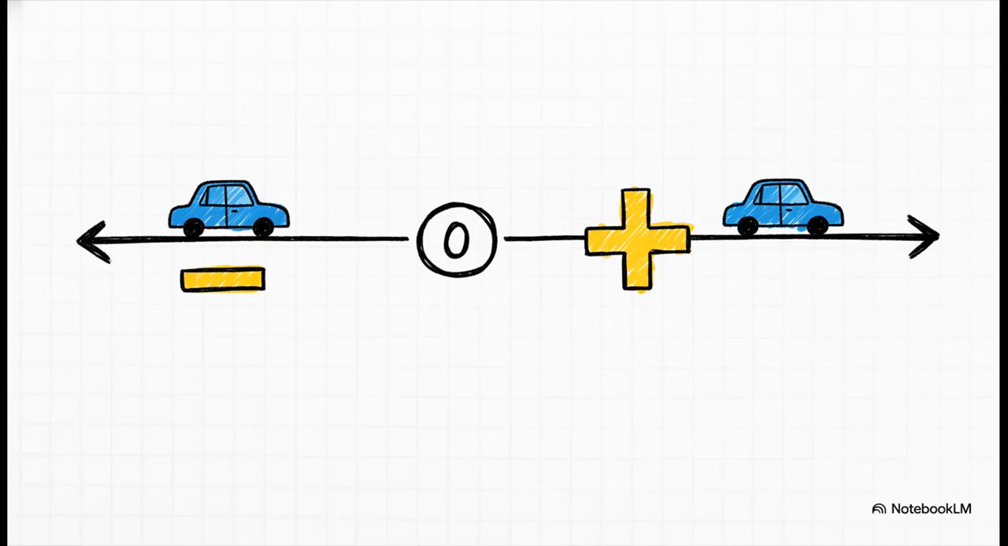So really, that's all a negative velocity is. It just means you're going backwards relative to whatever you decided was forwards. If we say moving east is positive, then a negative velocity just means you're heading west. It's just a handy label.